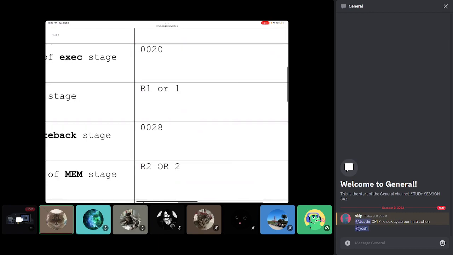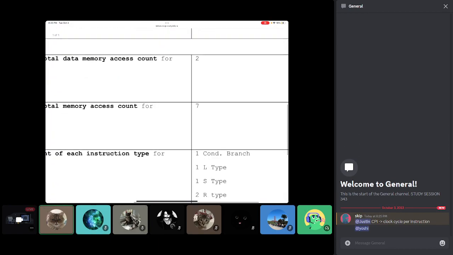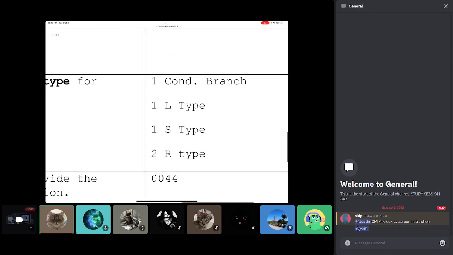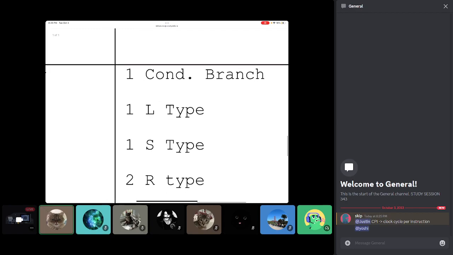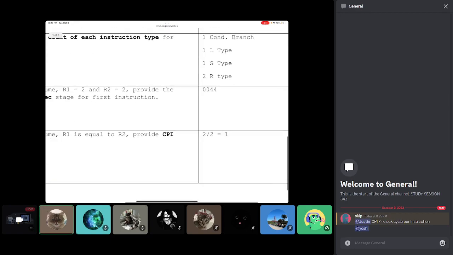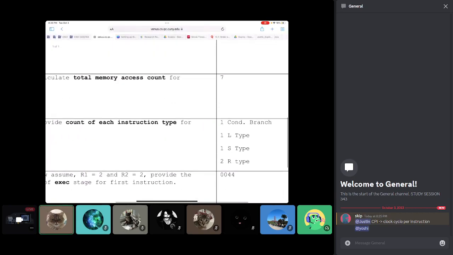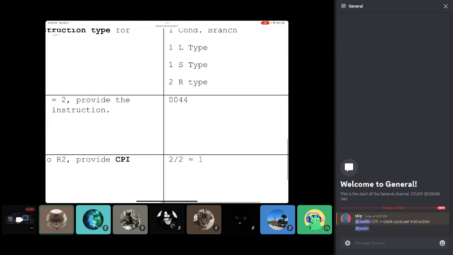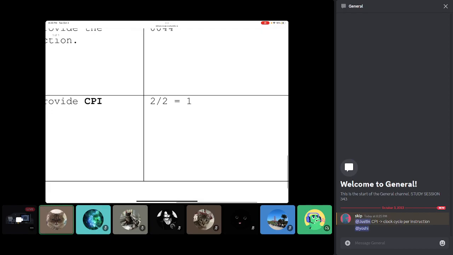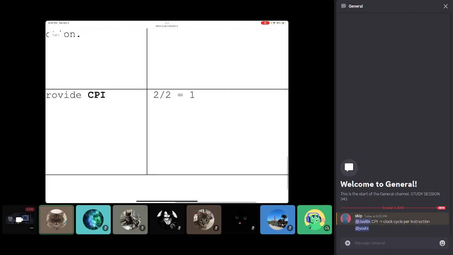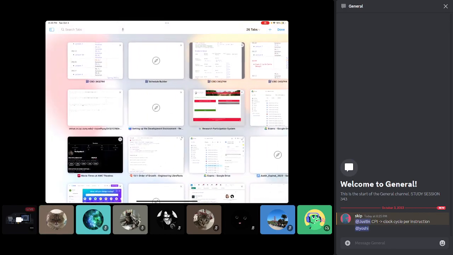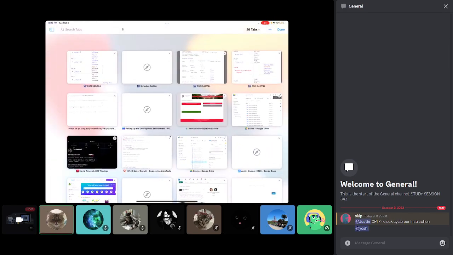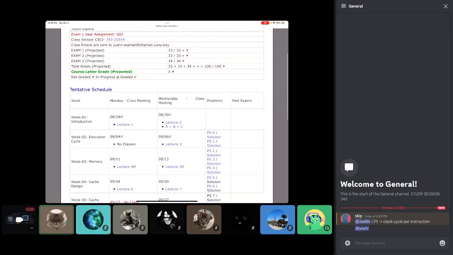But we were correct here. We got the correct answers here. And let's check here. We got 2, 7. He did not include the J, but he put conditional branch, so I would write that, because why not? And then 0044, which is the value at X. Right there, 0044. And then 2 divided by 2, that's equal to 1. You don't have to rewrite the formula. Just put 2 divided by 2, that's equal to 1. Alright, are there any questions about that?